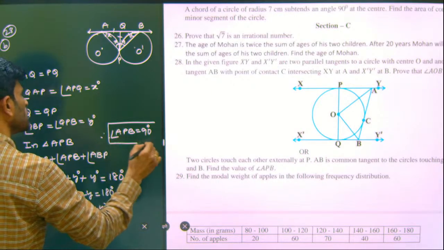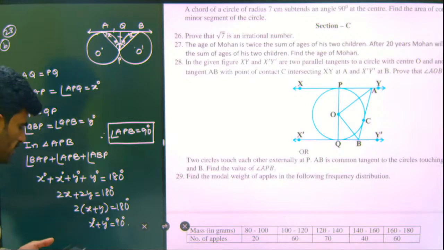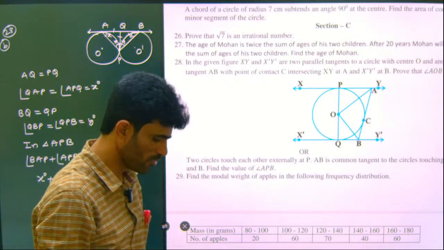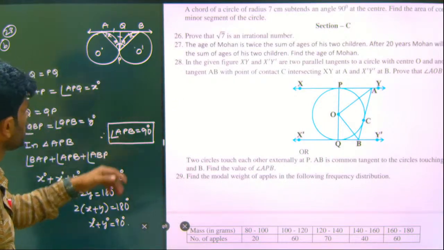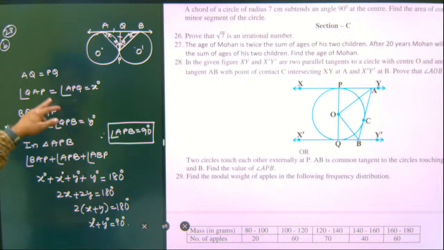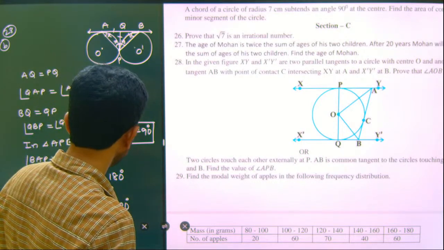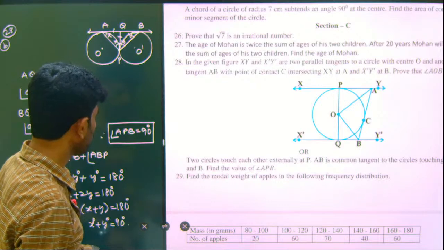You remember this as a formula, because if they have given it in an objective question, you have to choose it as 90 degrees, and if they ask you to find it out like this, you have to find it out. Hope 28th is done. You understood? Now question number 29.